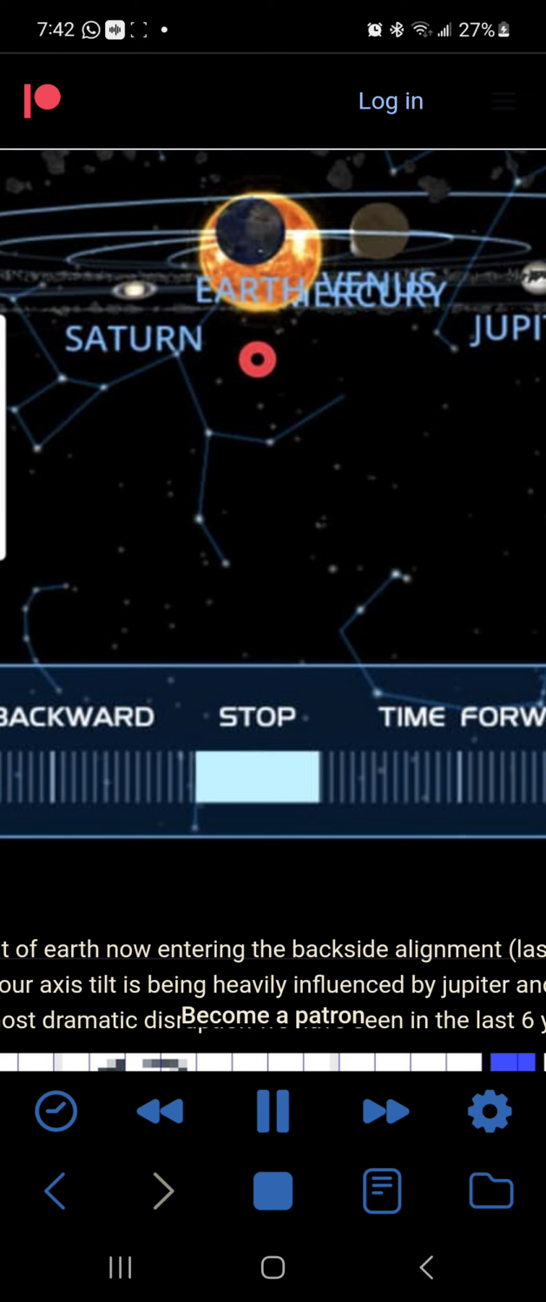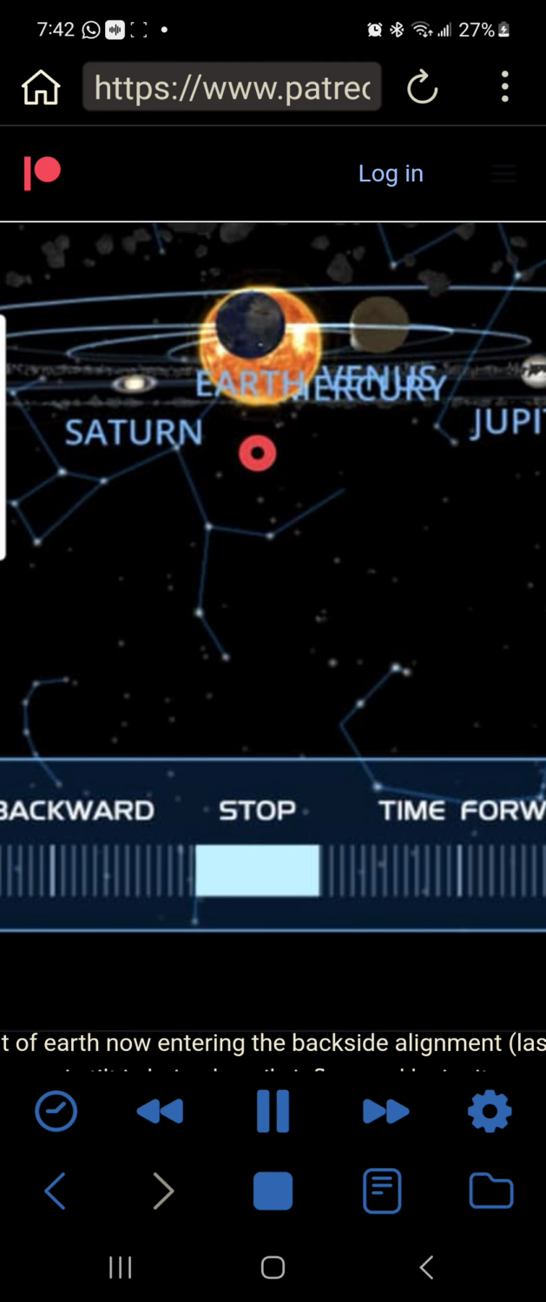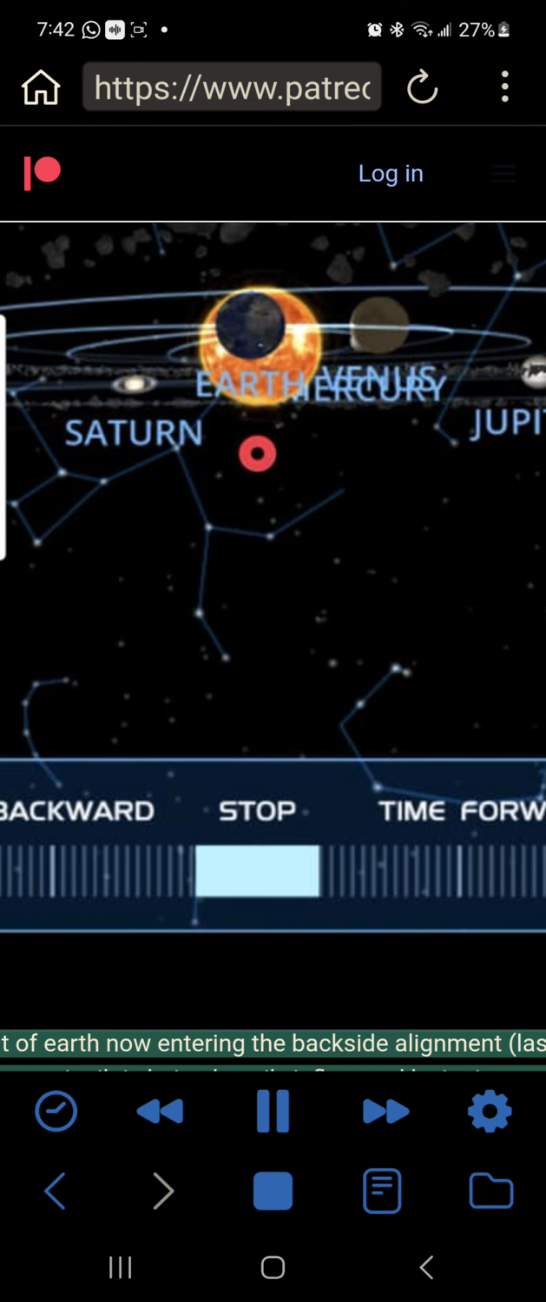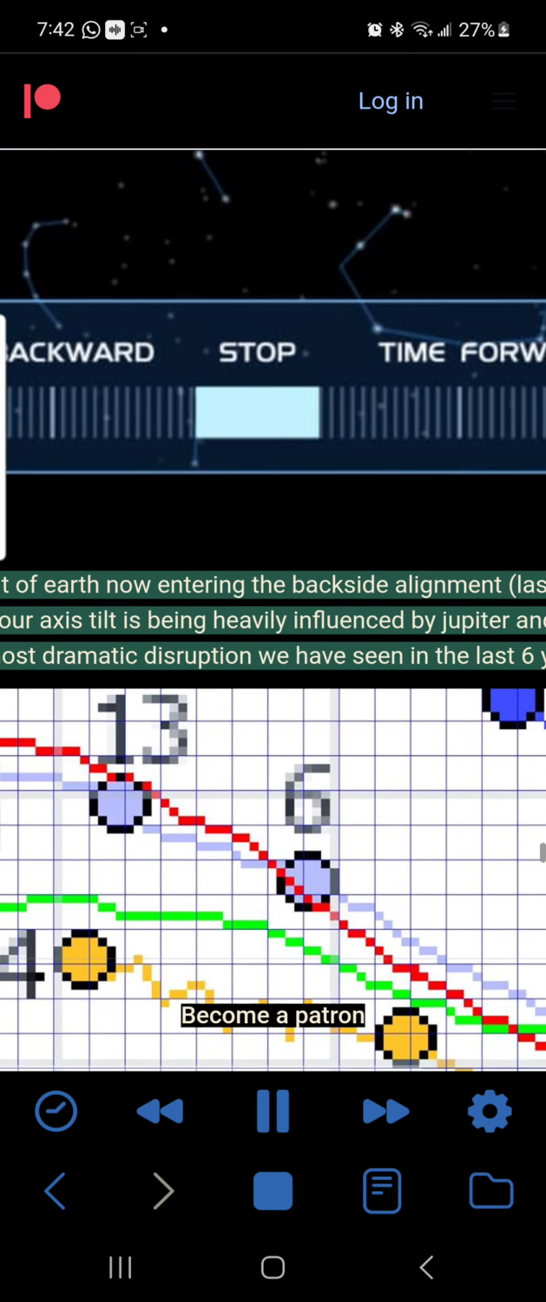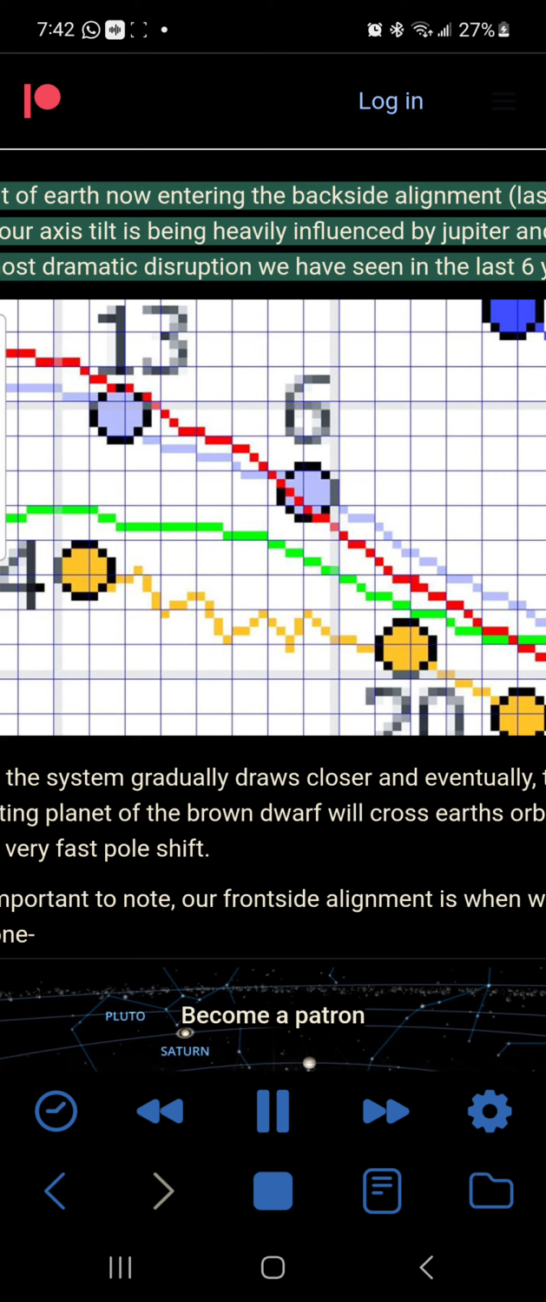Quick note: when planets align straight, the magnetic portal connections become shorter and straighter, which increases interplanetary particle exchange. As a result of Earth now entering the backside alignment, which lasts around 3 weeks, our axis tilt is being heavily influenced by Jupiter and the system, the most dramatic disruption we have seen in the last 6 years.